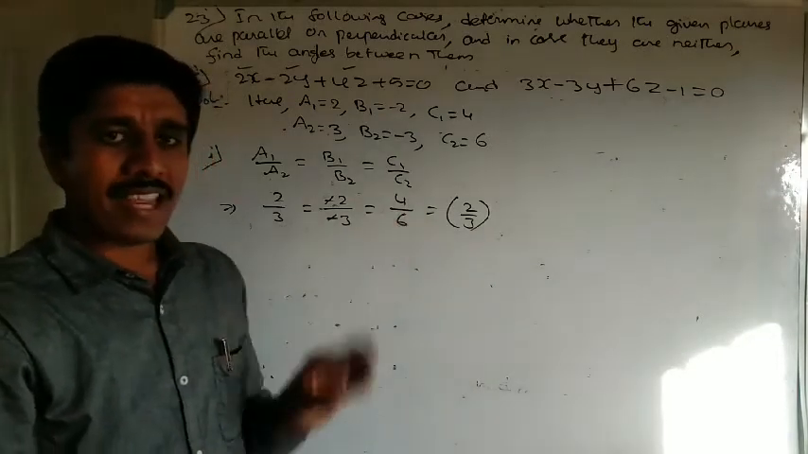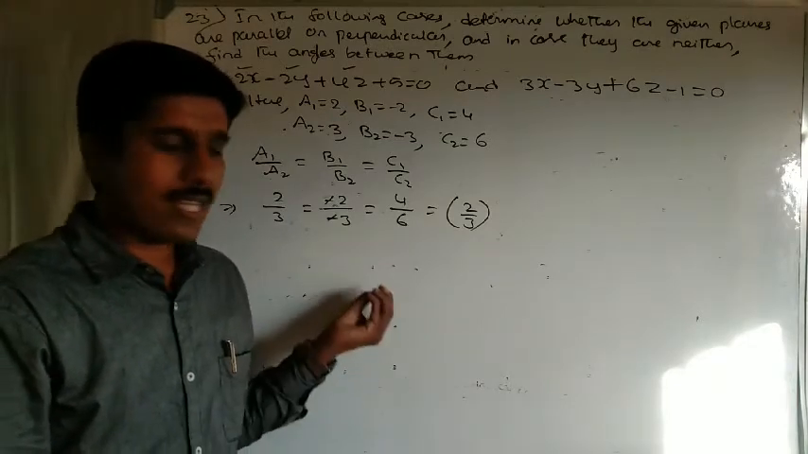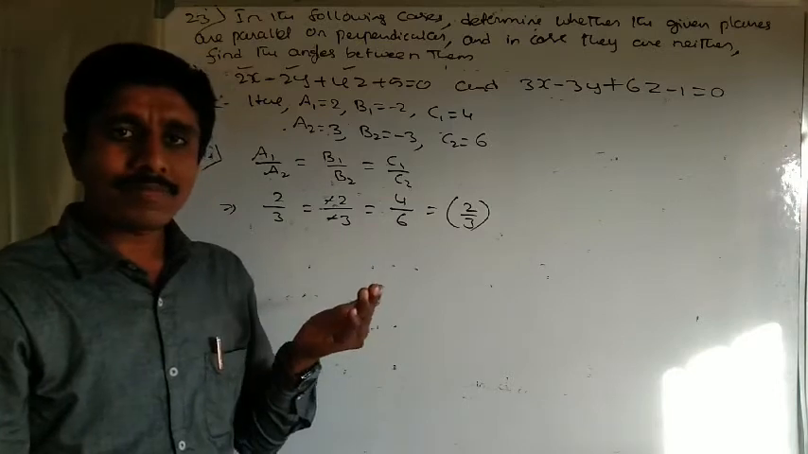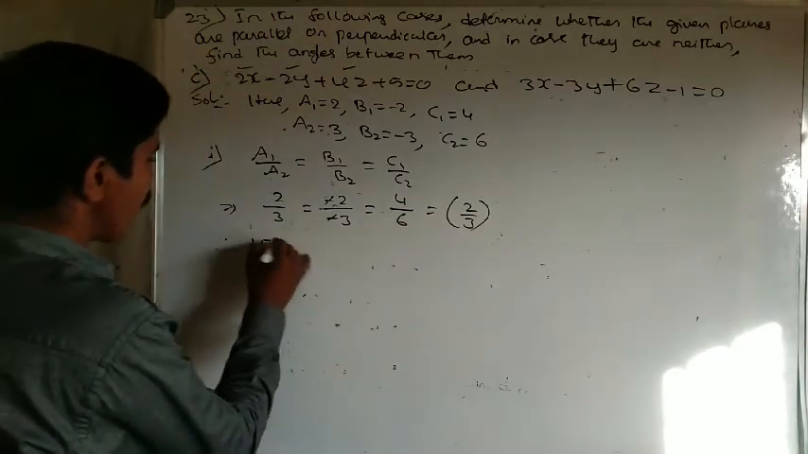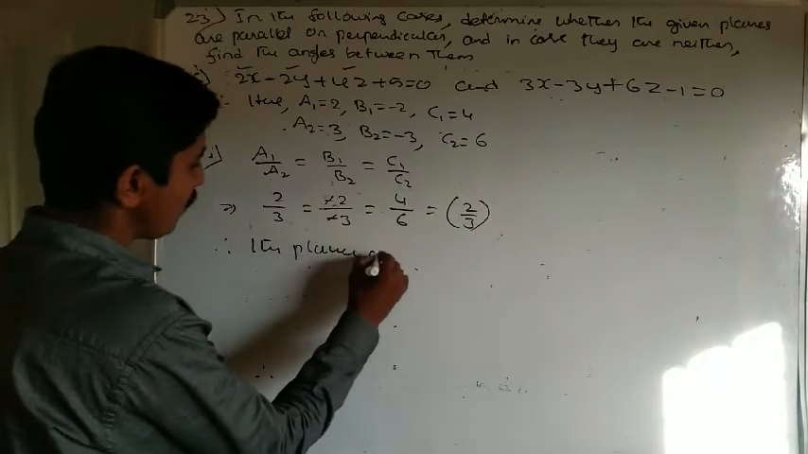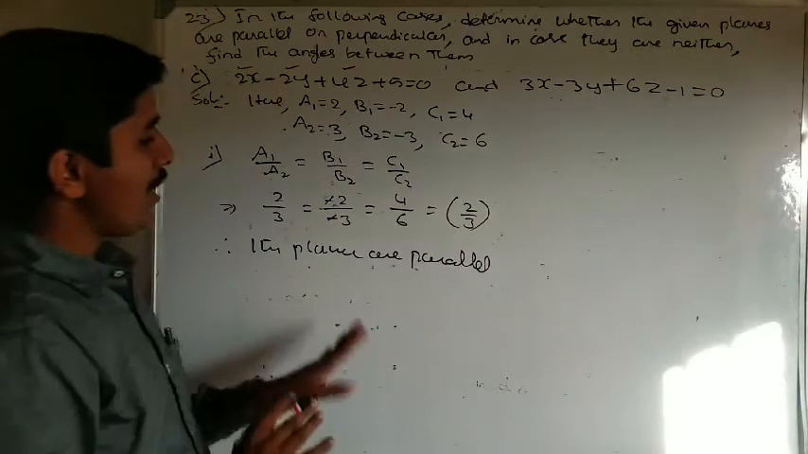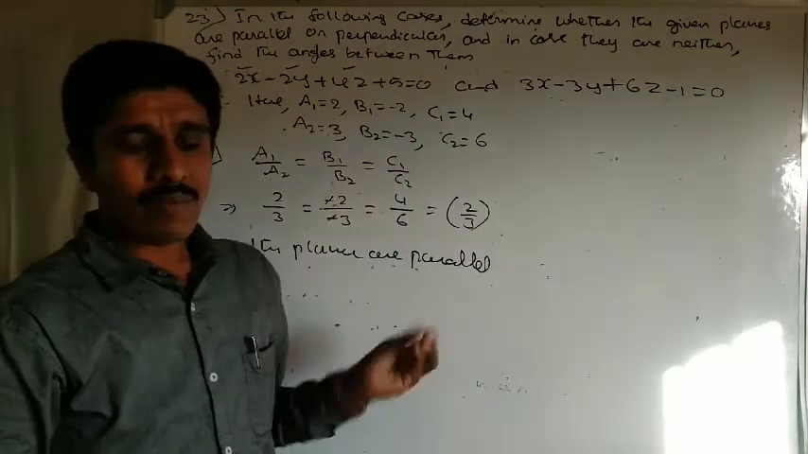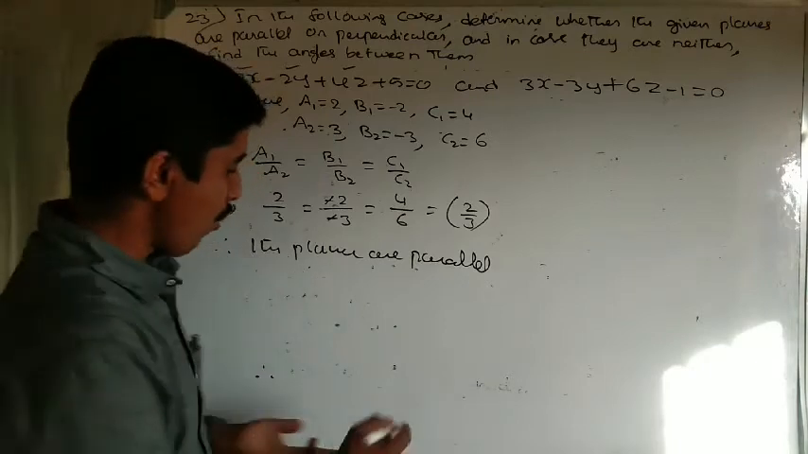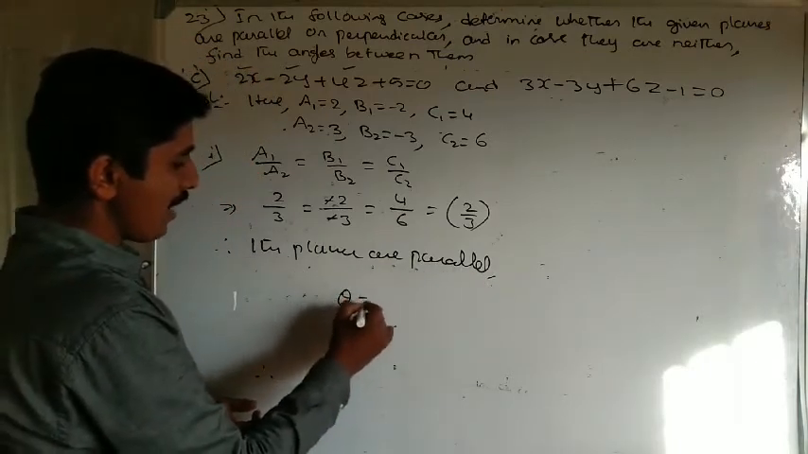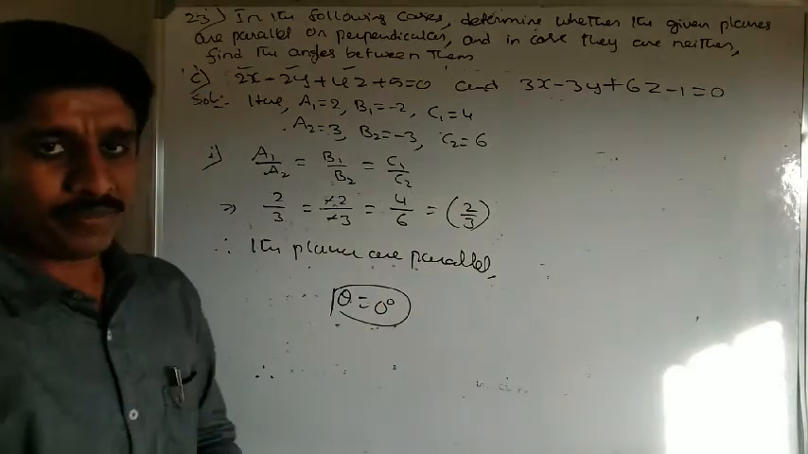The 3 ratios are equal, which means clearly the corresponding coefficients are proportional, so the planes are parallel. Next, no need to find here. Planes are parallel means they cannot be perpendicular. Correct. Here, what is the angle? Clearly theta is equal to 0 degrees because the planes are parallel.